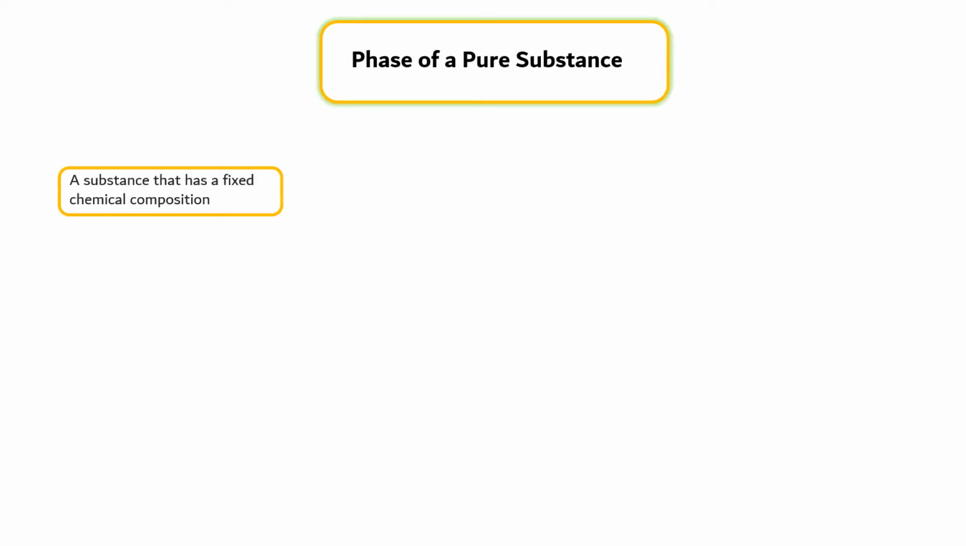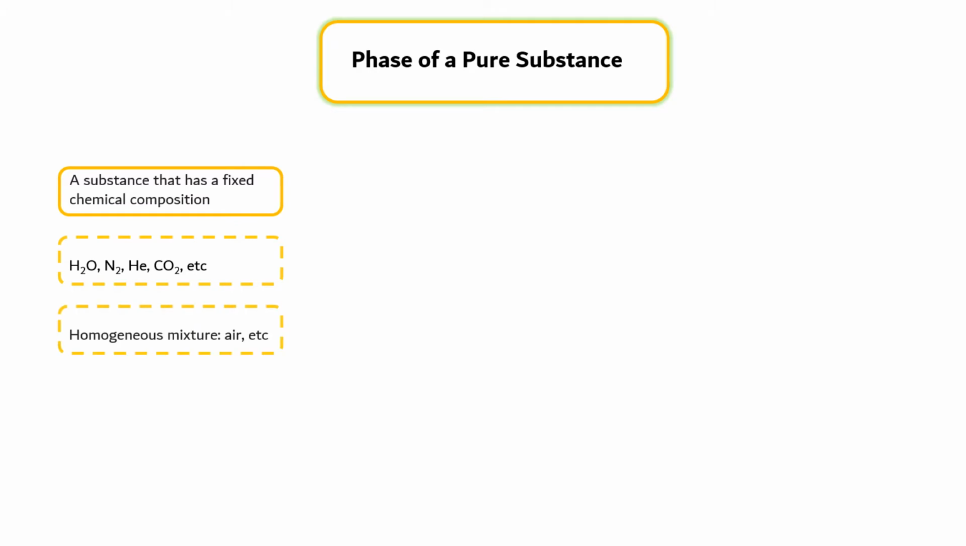A substance that has a fixed chemical composition throughout is called a pure substance, such as water, nitrogen, helium, carbon dioxide, and many others. A mixture of various chemical elements or compounds also qualifies as a pure substance as long as the mixture is homogeneous, such as air, because it has a uniform chemical composition. A mixture of two or more phases of a pure substance is still a pure substance as long as the chemical composition of all phases is the same.